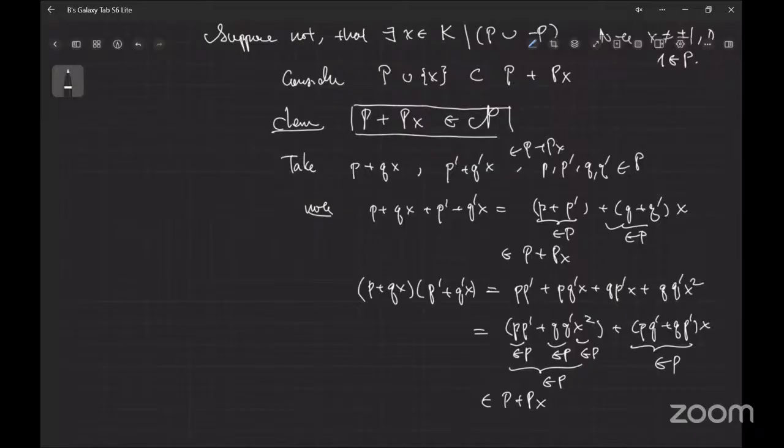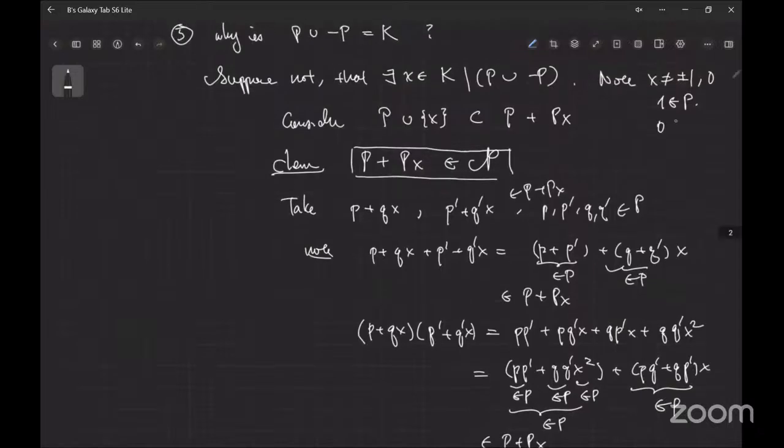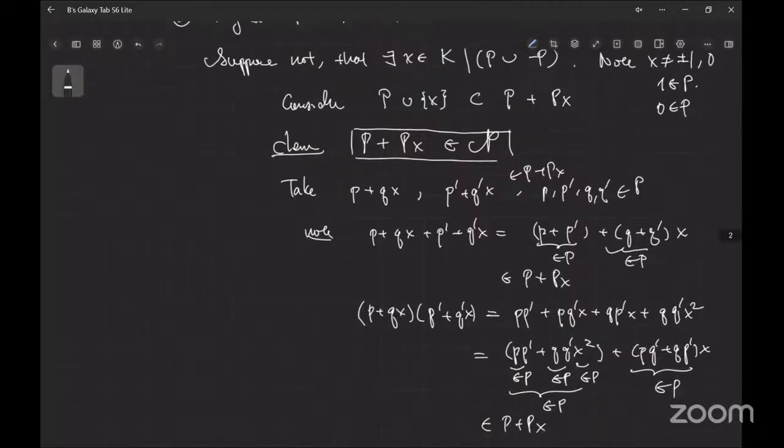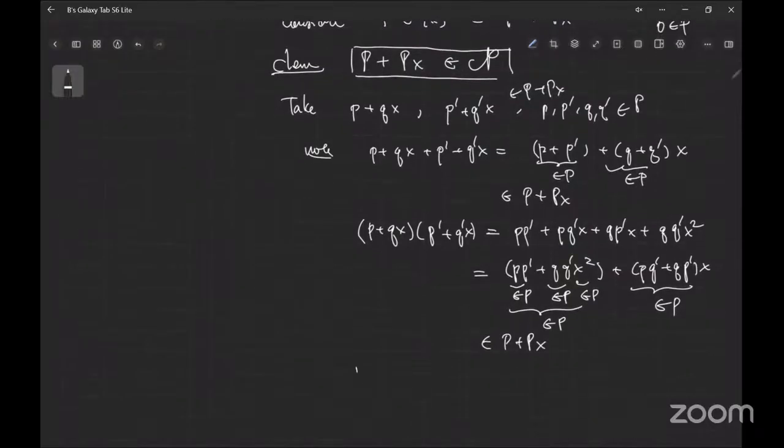sum and product. Now to show that it's in the collection, it's got to contain all the squares. But all the squares are already contained in P, and remember 0 is in P. So this contains P, so of course it contains the squares. So K squared is in P, therefore it's in P + PX. Check, check, check.